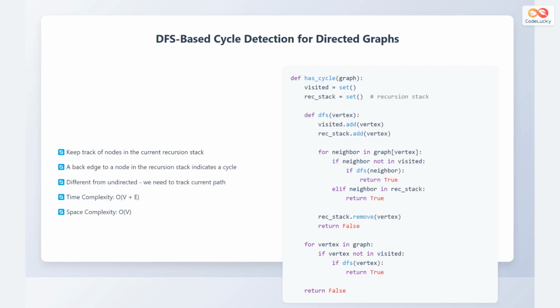For directed graphs, we can also use depth-first search or DFS, but with a slight modification. We need to keep track of the nodes in the current recursion stack. A back edge to a node in the recursion stack indicates a cycle. This is different from undirected graphs because we need to track the current path. The time complexity remains O(V + E), and the space complexity is O(V). Here's the Python code demonstrating this approach.